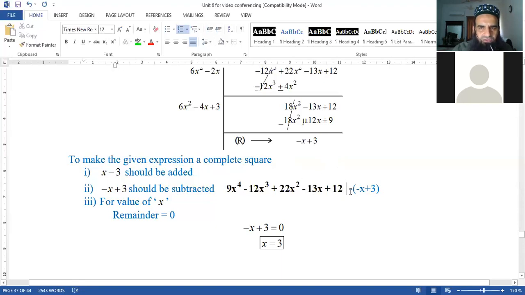So just keep in your mind that whenever we are asked what should be added, you just have to change the sign of this remainder and then say that I should add this one. But in fact, this is actually the subtraction. You are doing the minus only. So at the end, we are asked what is required for the value of x. So the remainder will be equal to 0, and from here you will get the value of x.